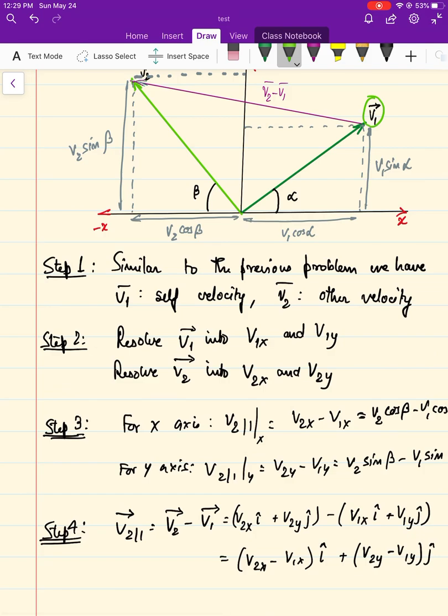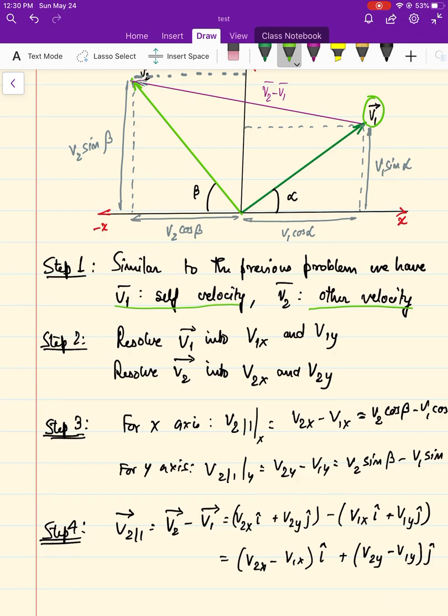So similar to the previous problem, we have v1 as the self velocity. As I already told you, for step 1, you need to identify the two velocity vectors, and that's a very important artifact, because if you are not given that, there is no concept of relative. The word relative itself compares two things, right? So v2 is the other velocity, which means that this is the velocity which I'm interested in, right?